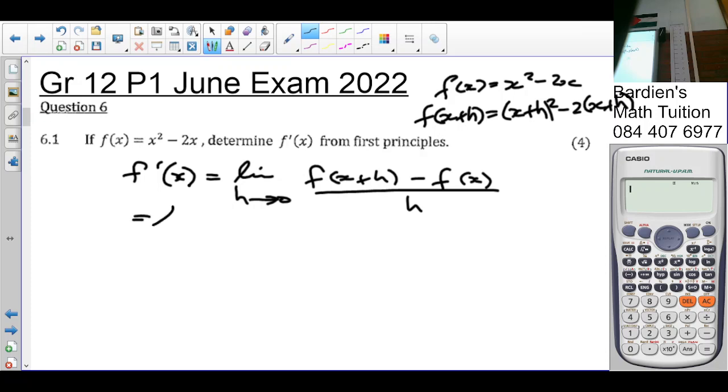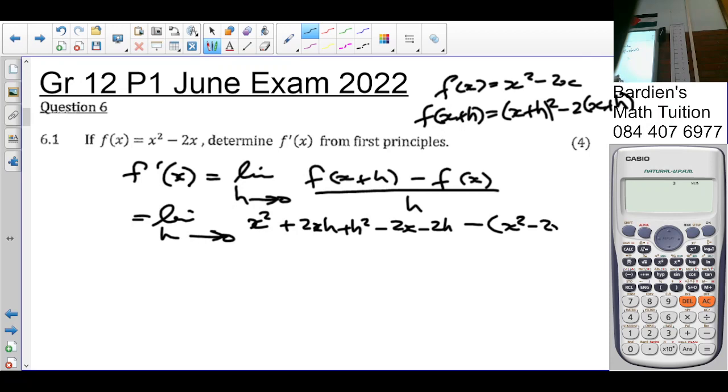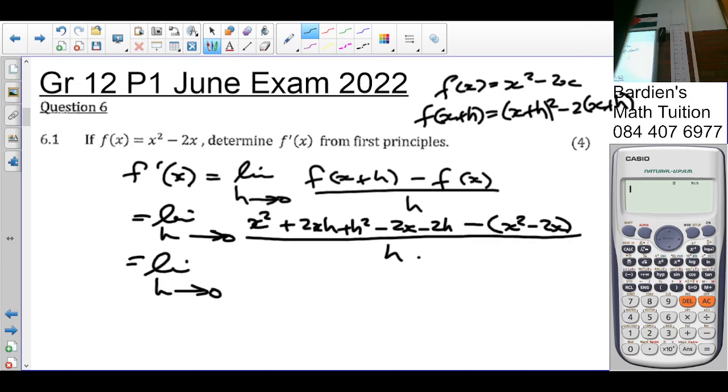So I'm going to fill that in. It's going to be the limit as h approaches 0. I'm going to simplify it one time. So it's x squared plus 2xh plus h squared minus 2x minus 2h minus open brackets x squared minus 2x, all over h. And simplify. So it's going to be the limit as h approaches 0. X squared cancels x squared, and positive 2x cancels negative 2x.